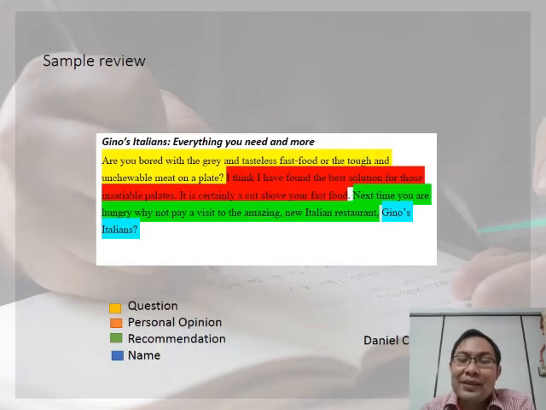Okay, so let us look at a sample. You can see that the one in yellow is a question, the one in red is your personal opinion, and then the one in green, recommendation, and also the name. Don't forget to write down the name. You can copy the sample hook into your book now. So you can pause this video and copy this.